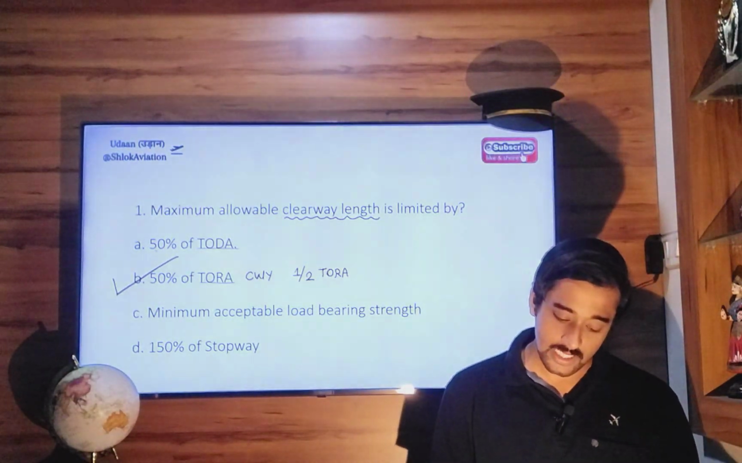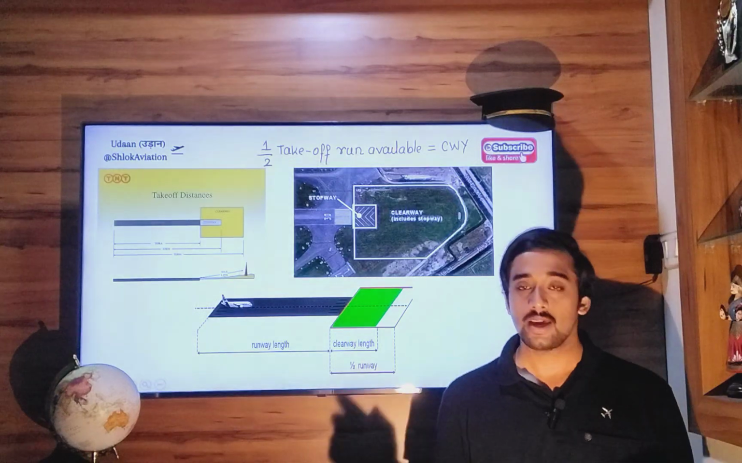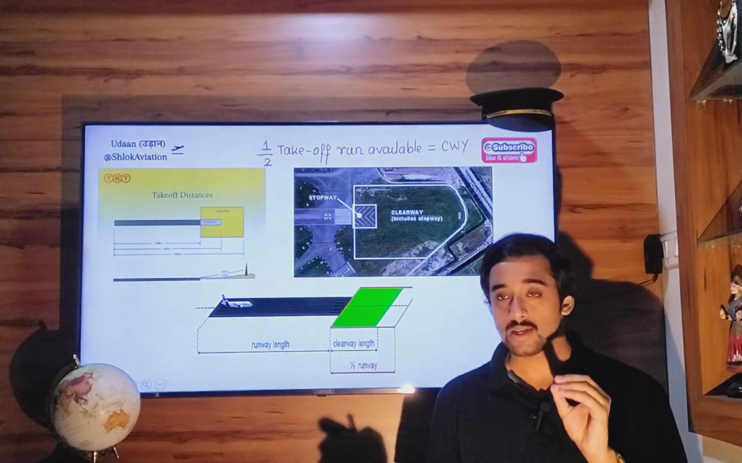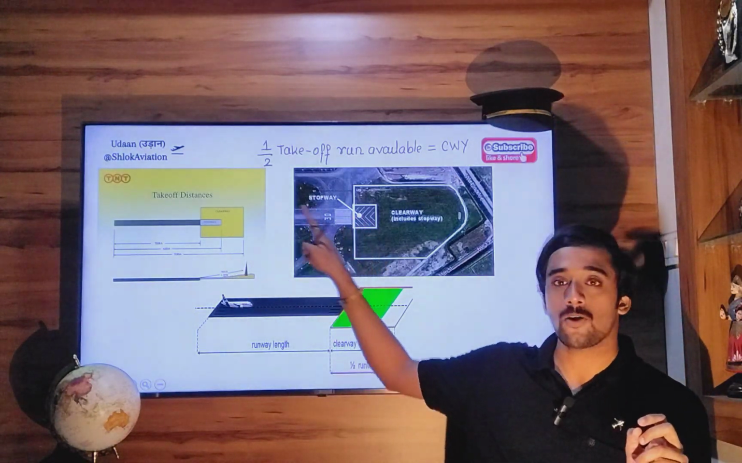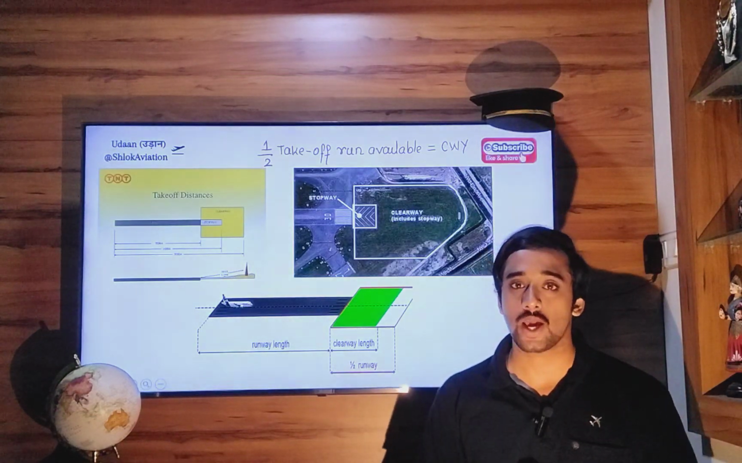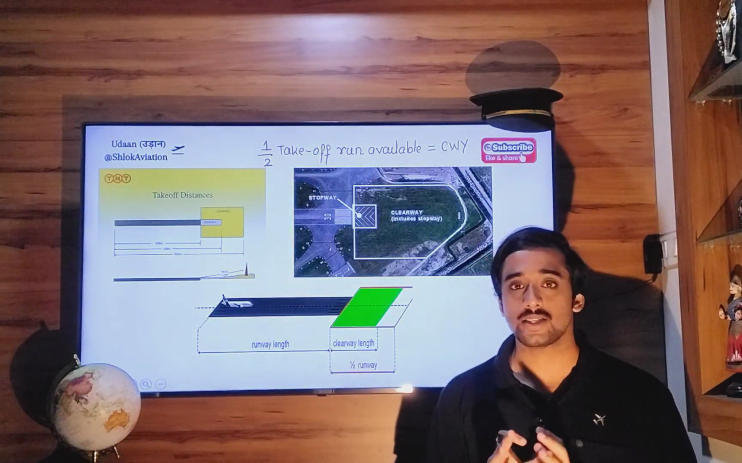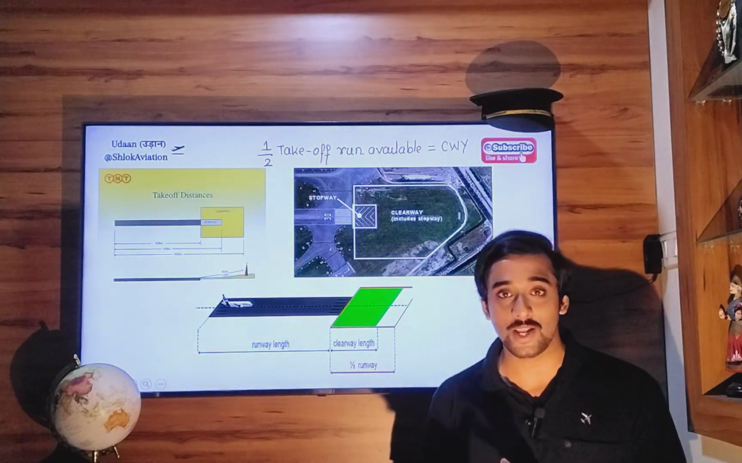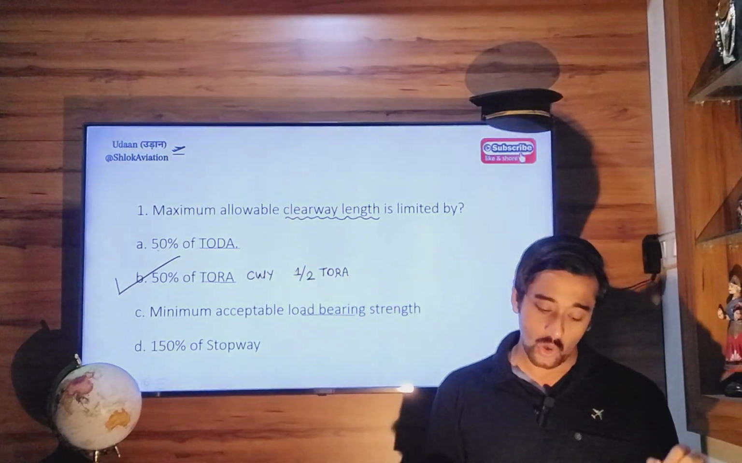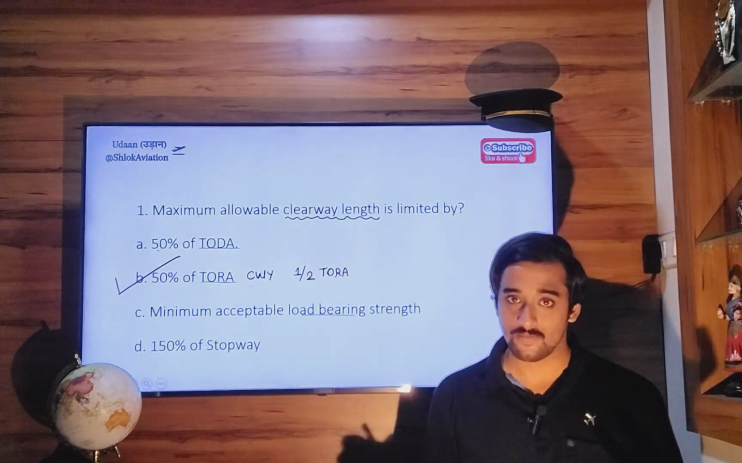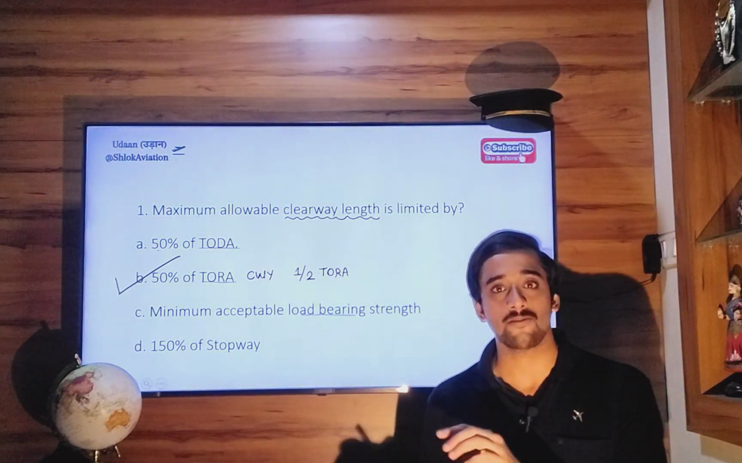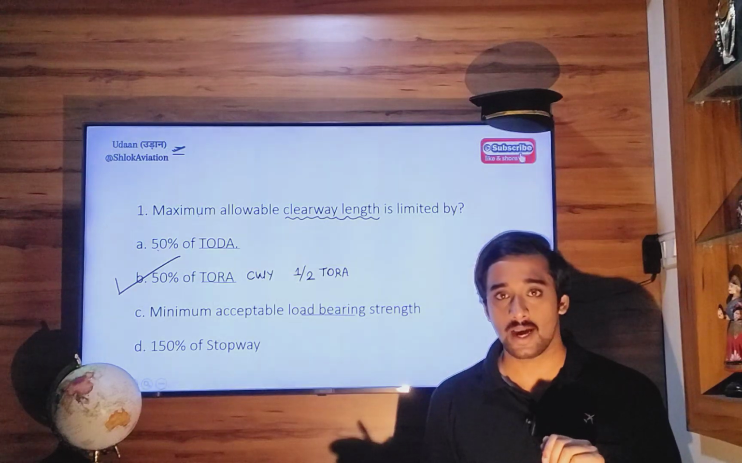Now, minimum acceptable load bearing strength. It's not the job of the clearway to stop your aircraft. It's the job of the stopway to stop your aircraft in place once it decides to abort its takeoff run. So the clearway doesn't have that job. It's not the responsibility of the clearway to stop the aircraft in place. So a clearway need not have any load bearing capacity or load bearing strength. A stopway must be very strong in order to hold all types of aircraft, light, medium, heavy, in one place. But a clearway does not need that.